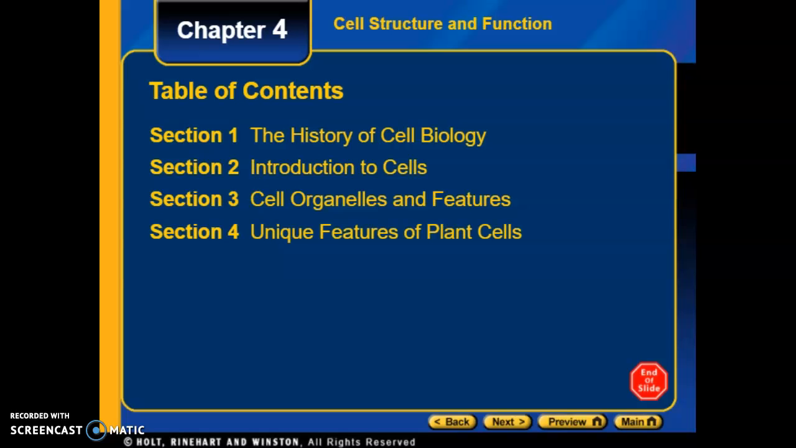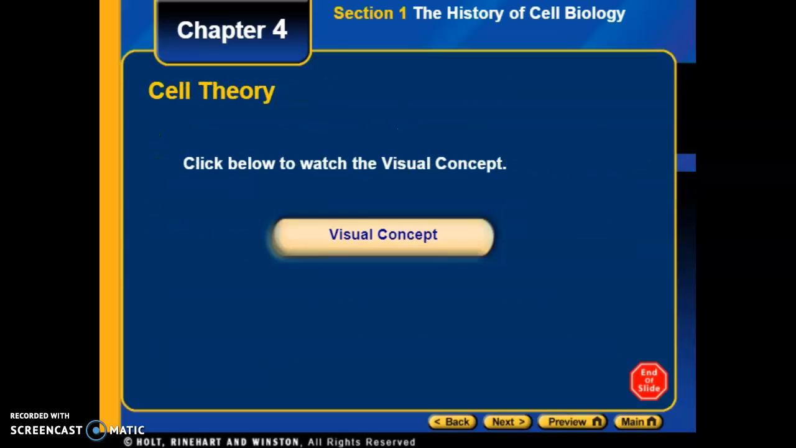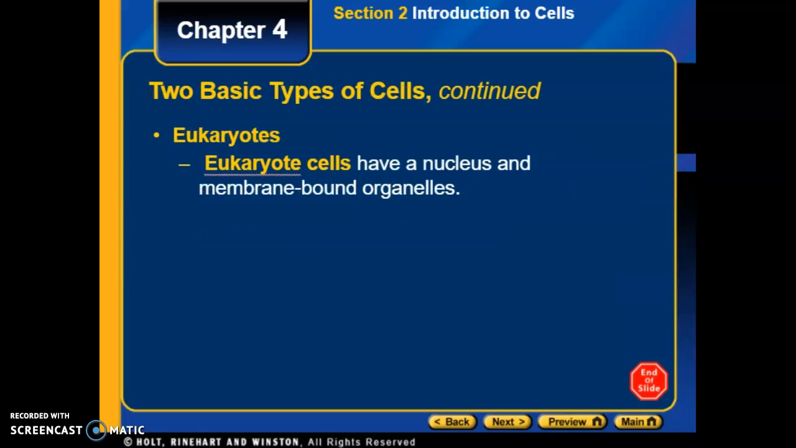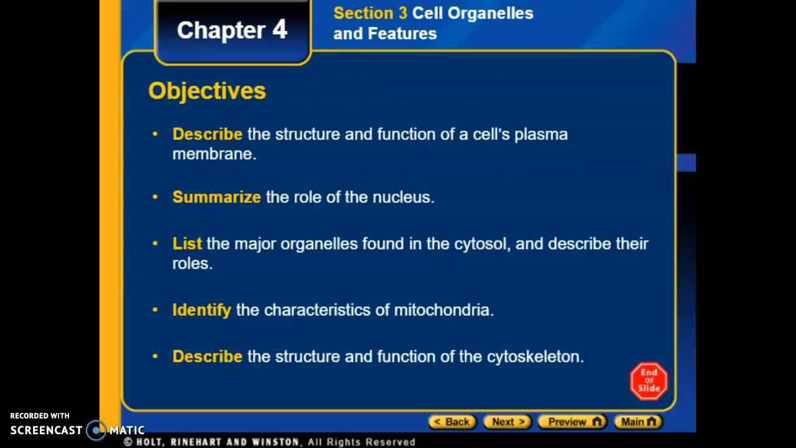Hey guys, so we're going to focus on 4.3 today. We've already covered the history of cell biology and the intro to cells. Now we're going to talk about cell organelles and features. We're talking about eukaryotic cells, or cells that have a nucleus as well as membrane-bound organelles.